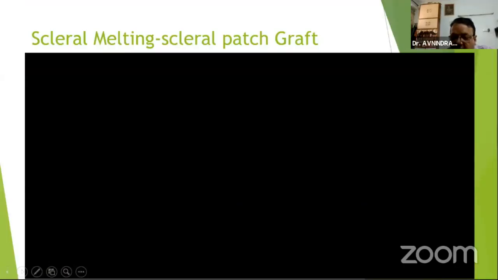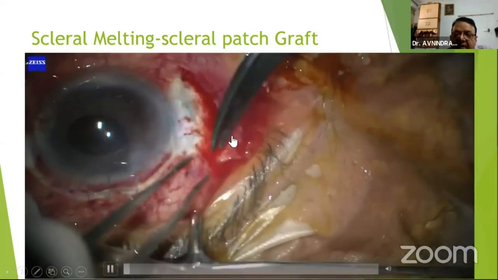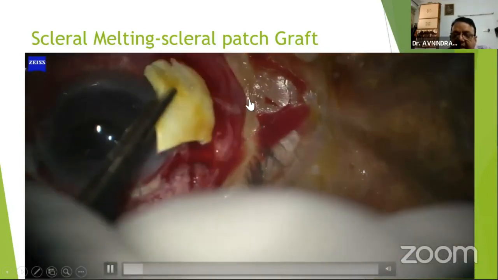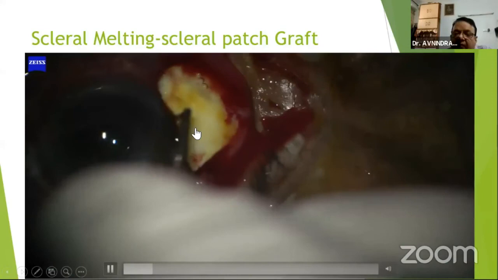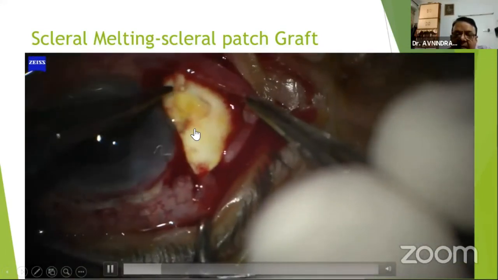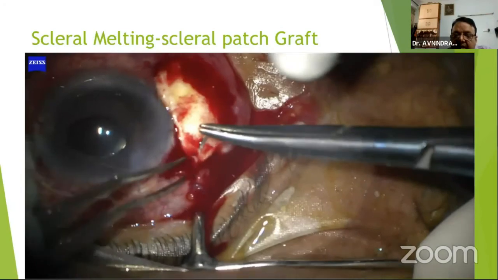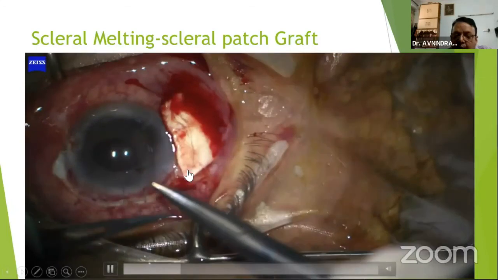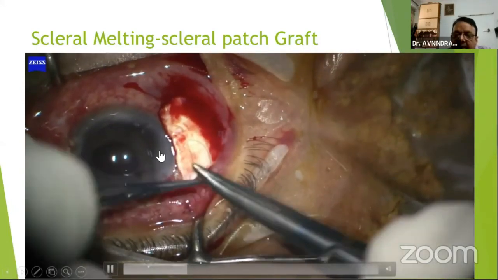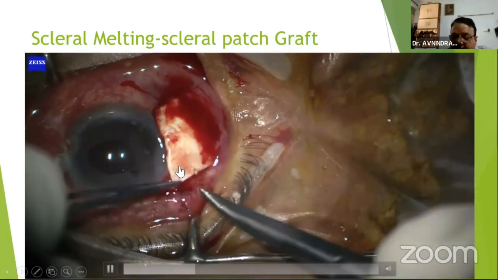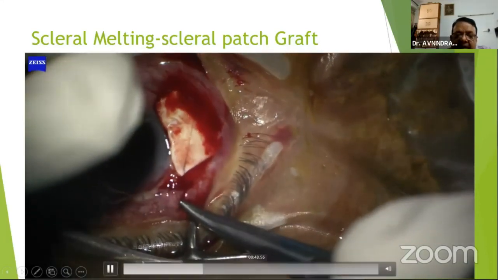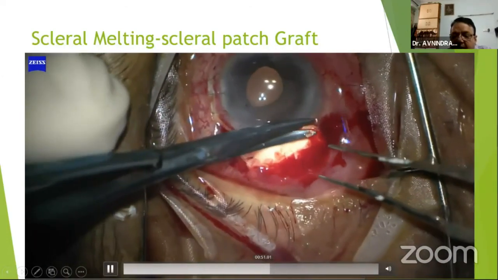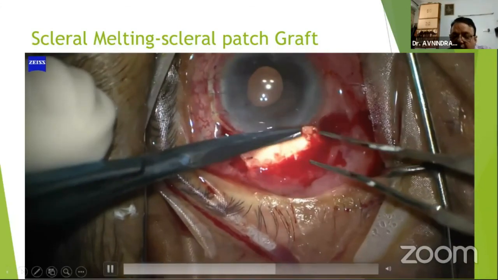This is another patient, 3 to 4 weeks after surgery. You can see there is a melt of the scleral flap, and the haptics are exposed. Once you have a melting, the patient can land up with post-operative endophthalmitis. And this patient also had pain. So we used a scleral patch graft to cover this haptic and prevent the melting. And we sutured this scleral patch graft over the melted scleral flaps. And this patient is now doing good.